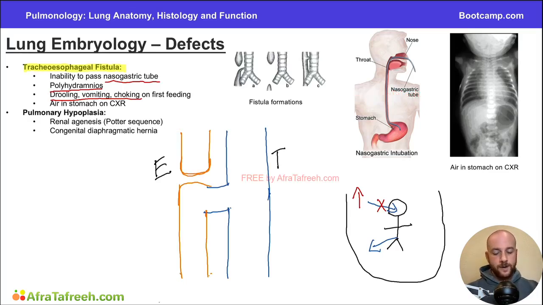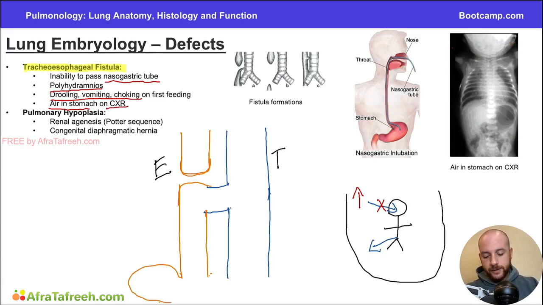And finally, we're going to be able to see air in the stomach on chest x-ray. Now, let's recall that the next portion of the esophagus is the stomach.